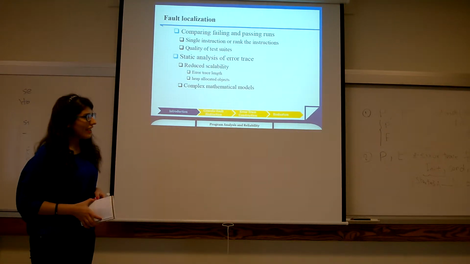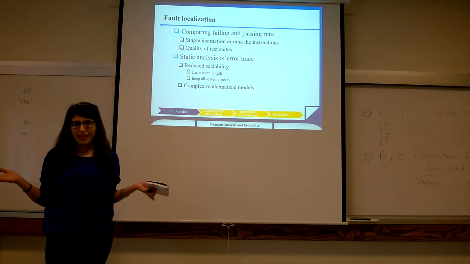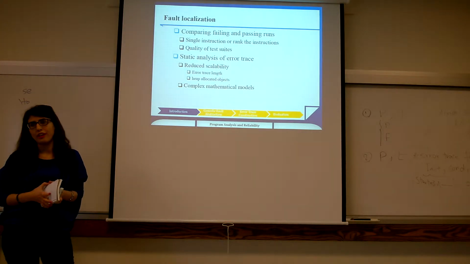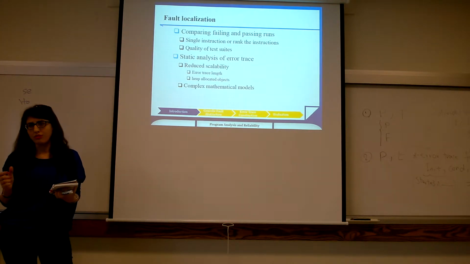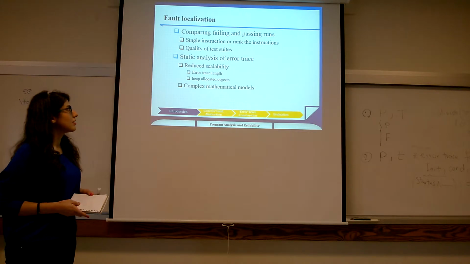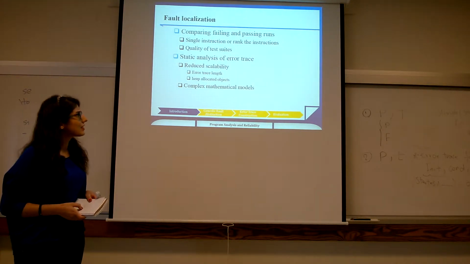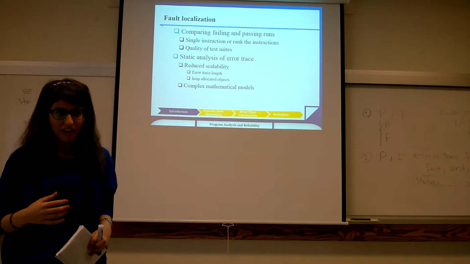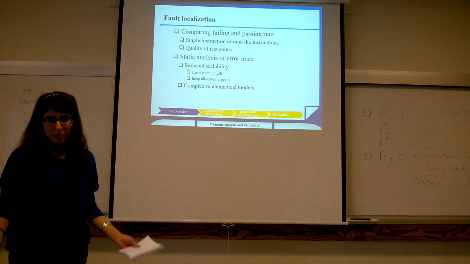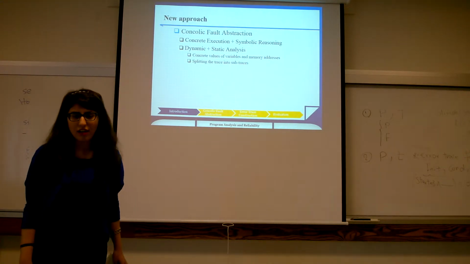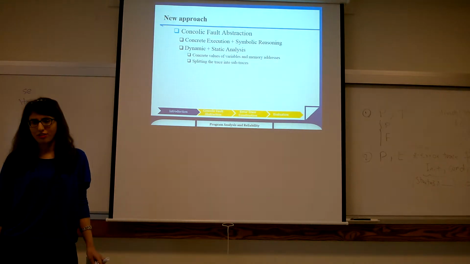As we can guess, the error trace may get too big, and then we want to use the solver, and it's so expensive. It takes a lot of time to find the right condition to flip, right? And also we are using complex mathematical models, and that's why it has weak scalability. So that's why we are moving forward with a new approach, which combines both of these, and it is called concolic fault abstraction.